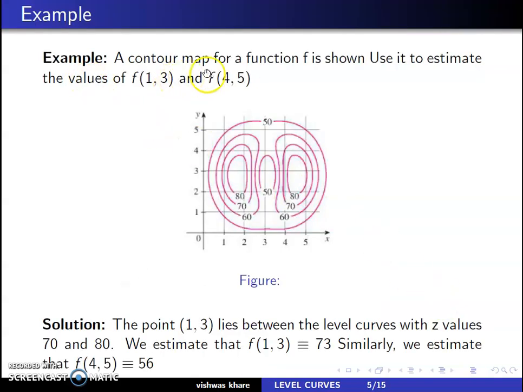Example: a contour map for a function f is shown. Use it to estimate the value of f(1,3) and f(4,5). Solution. The point (1,3) lies between the level curves with z value 70 and 80. Here you can see 1 is over here, 3 is here. So the point (1,3) lies between the level curves 70 and 80, and it is just near the level curve 70. So we estimate that f(1,3) is 73. Similarly, we estimate that f(4,5) is 56.